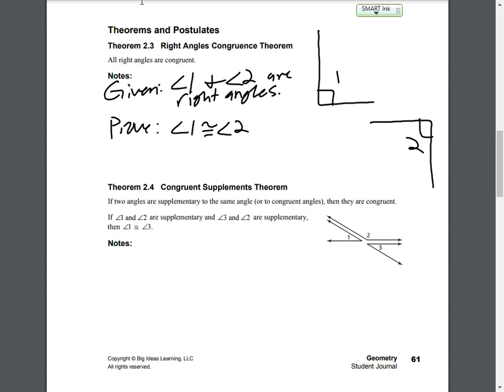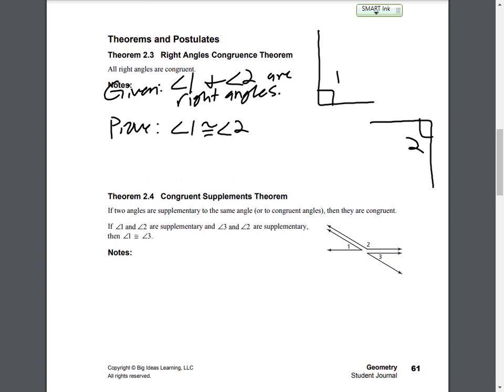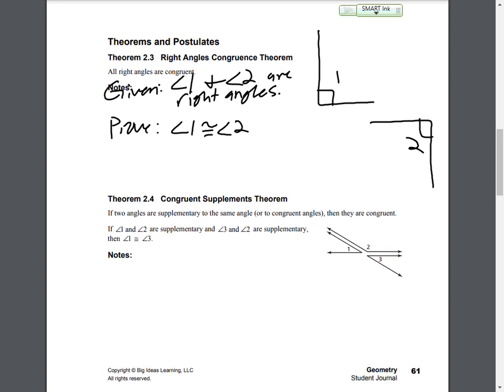I'm going to do a 2-column proof, just because we did a flowchart proof earlier. Okay, so here I'll do it in red. What is my first statement? Well, it's my given statement. Angle 1 and angle 2 are right angles. That is given.